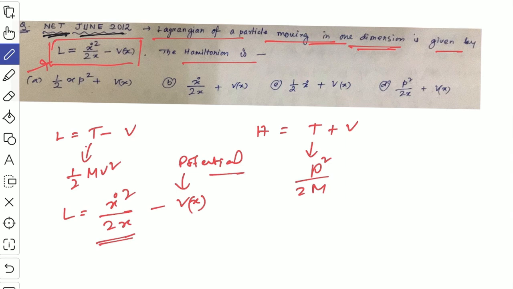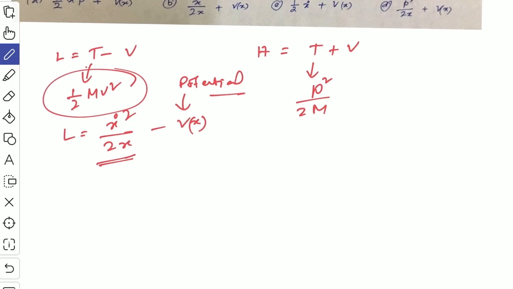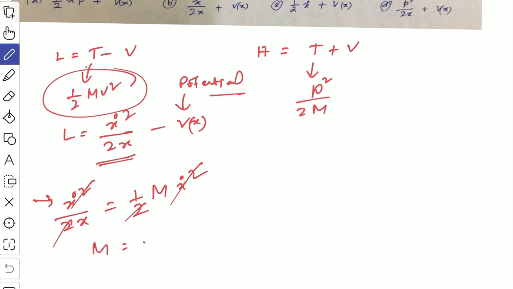So kinetic energy is this. If you compare with this, then what you will get is x dot square by twice x equal to half m v square. Here v square is represented by x dot square, so m x dot square. Then these two will cancel. So what will be m? These two cancel, so m is nothing but 1 by x. So here we are going to use 1 by x. Then what we will get, 2 to 1 by x.